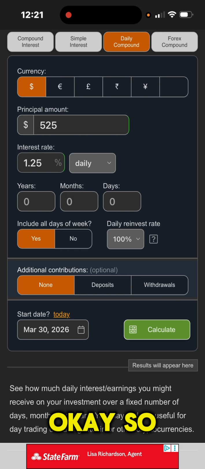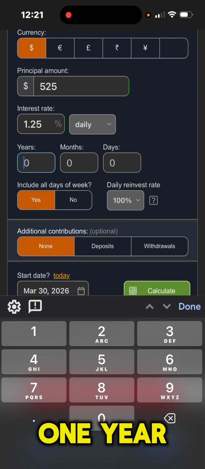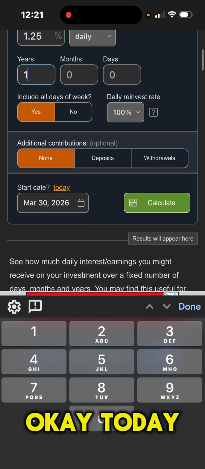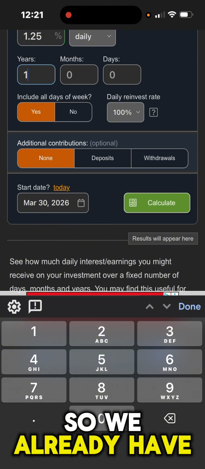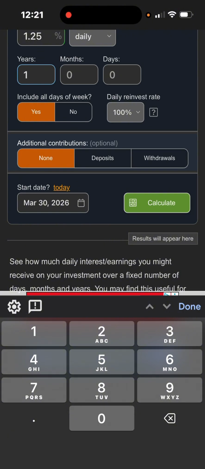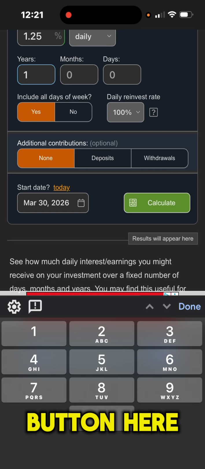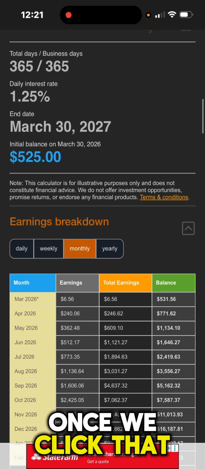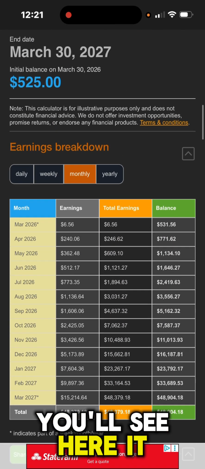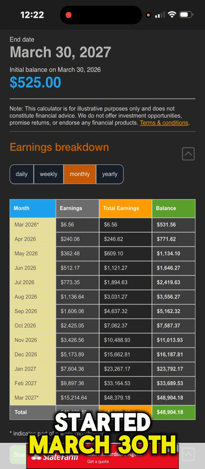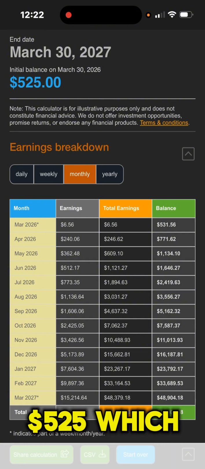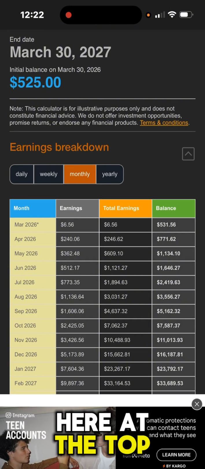So what I also like to do is do it for 1 year. Today is March 30th, so we already have a date of March 30th. And then we're going to click the calculate button, which is the green button here. Once we click that, you'll see here it started March 30th, which is today, with $525, which you see here at the top.